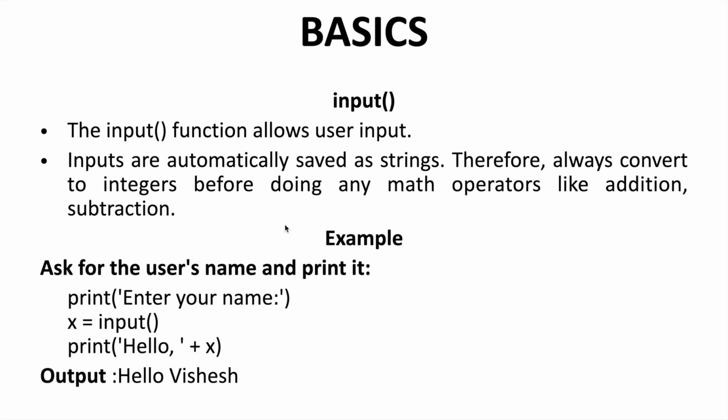So input is going to accept the input from the user. For example, see here, it will ask for the username and print it. So it is asking the user to enter the name. Once I enter the name, that name will be stored in a variable x. In this third line, I'm printing my name. See, hello x. So what is there in x? I'm concatenating. The plus operator is used for concatenation. Hello plus x is what? Hello x. x is the variable that contains my name. For example, my name is Vishesh. I gave Vishesh as the input, so the output will be hello Vishesh.